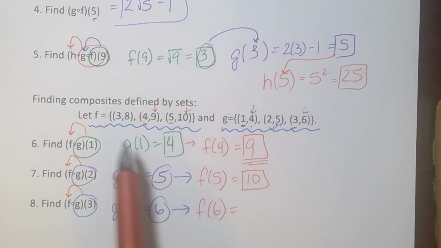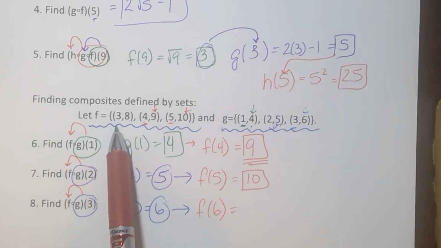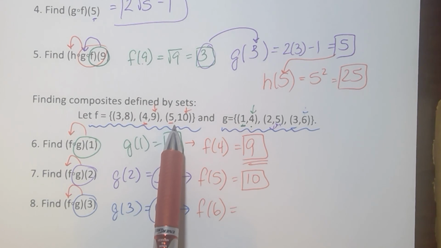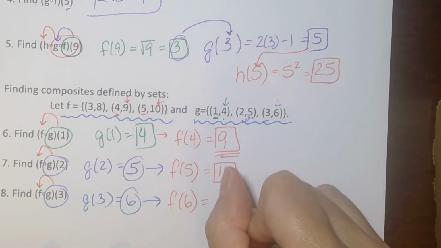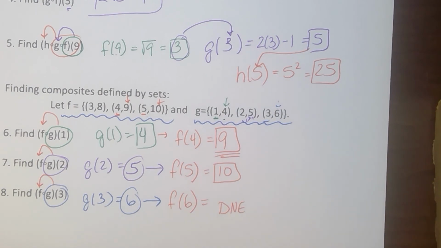Well, when I go to my f function, there isn't an x coordinate 6. 6 is not part of the domain of this function. It's outside the domain, so f of 6 does not exist. Does not exist. That one's not possible.